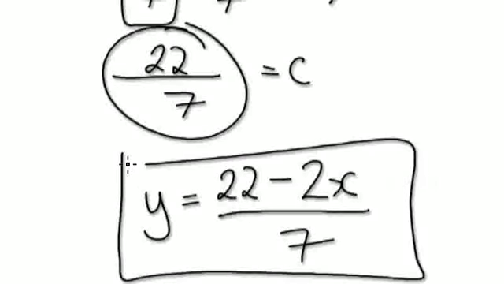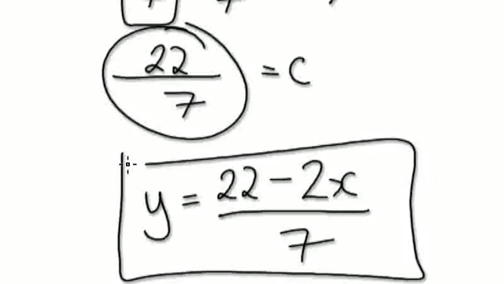Now we want to know x when y is 50. So put this into the y and then work backwards to find out the x. So at y equals 50, let's put 50 into the y. So 50 equals 22 minus 2x over 7. Now it's just a matter of finding out x.